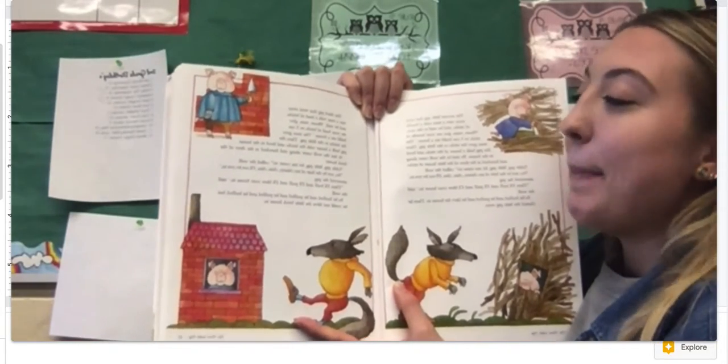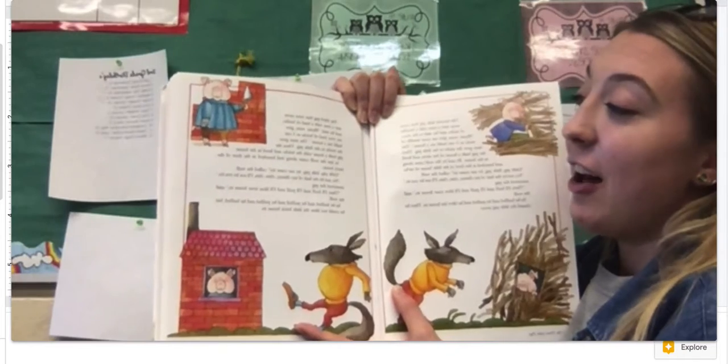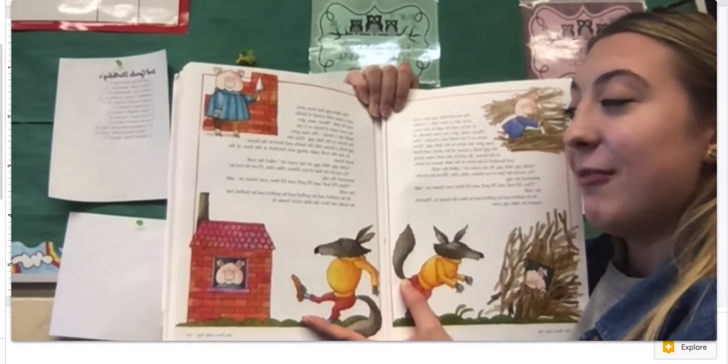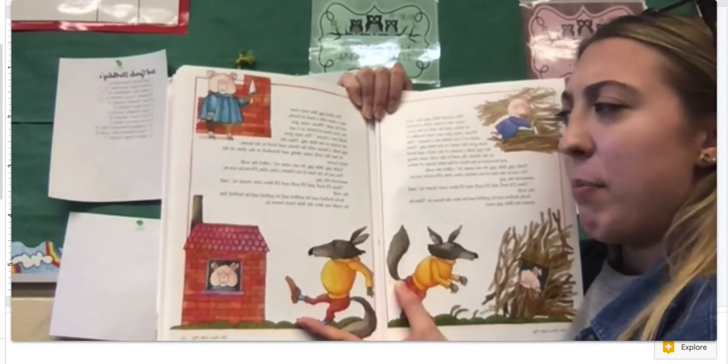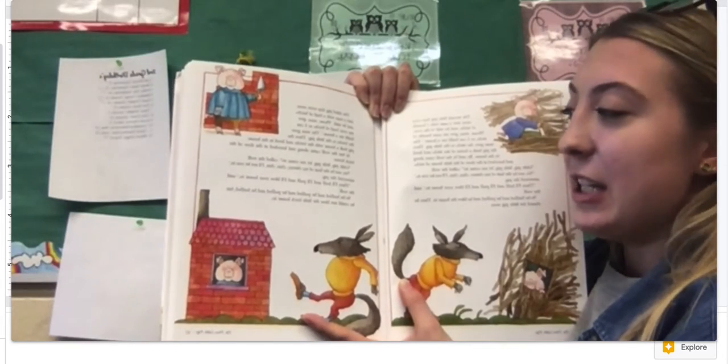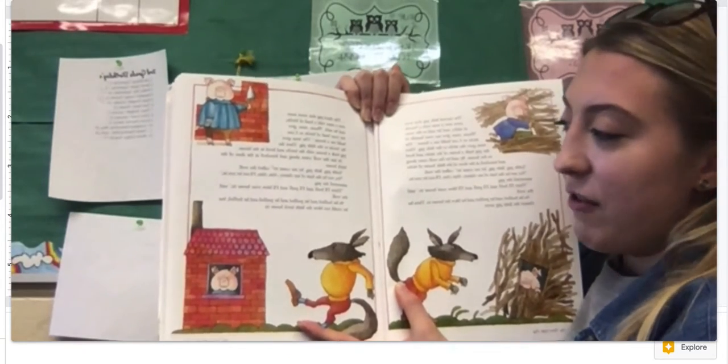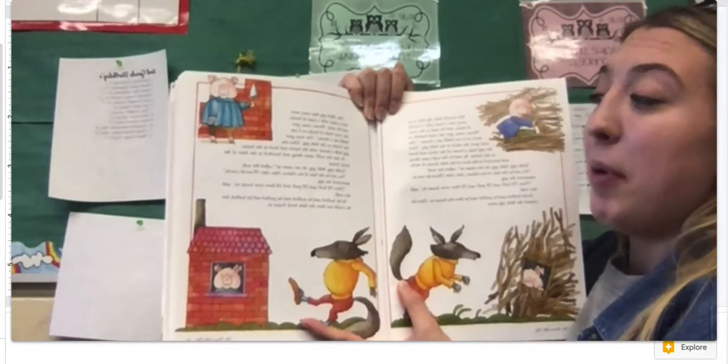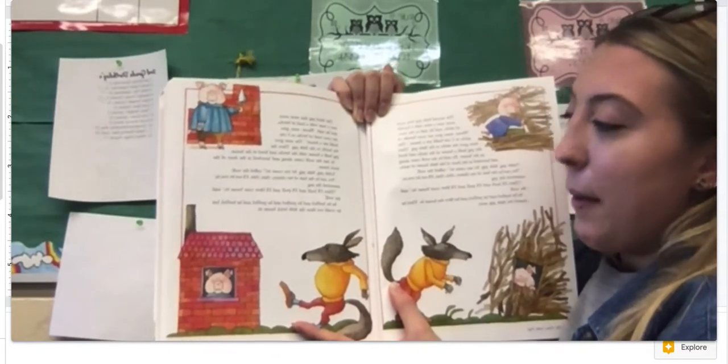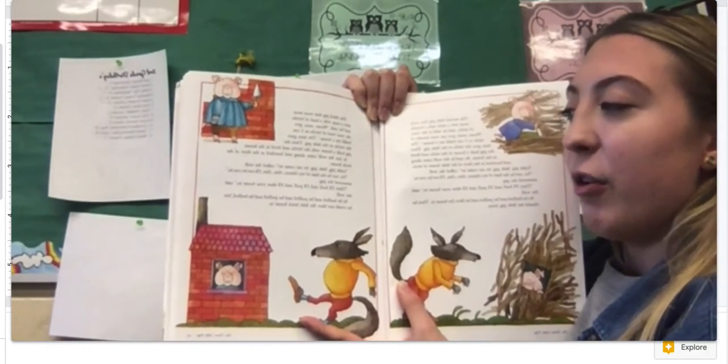No, not by the hair of my chinny chin chin. I'll not let you in, answered the pig. Then I'll huff, and I'll puff, and I'll blow your house in, said the wolf. So he huffed, and he puffed, and he puffed, and he huffed, but he could not blow the little brick house in.